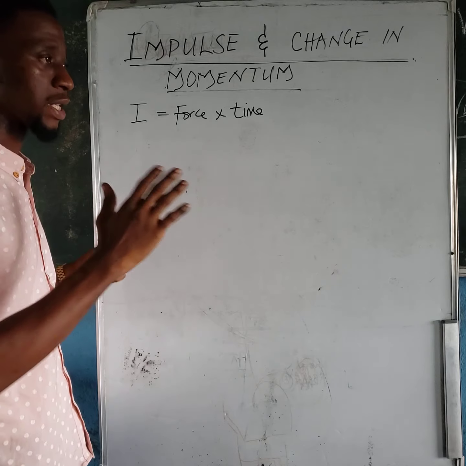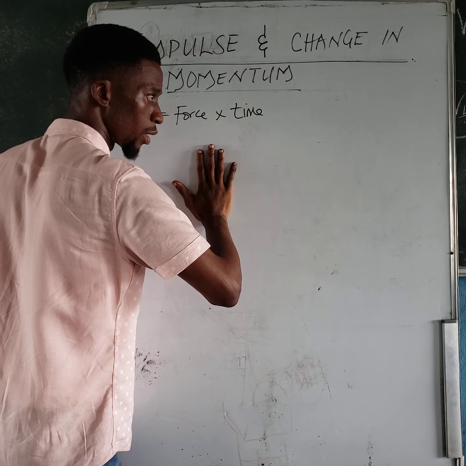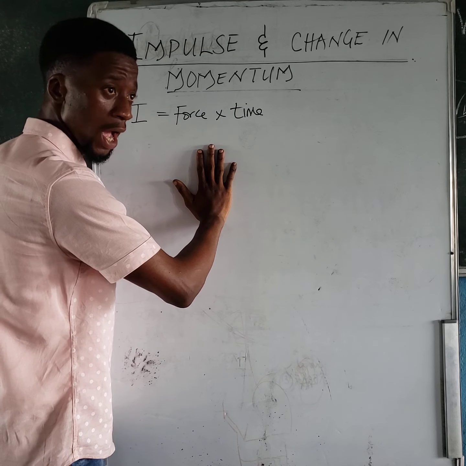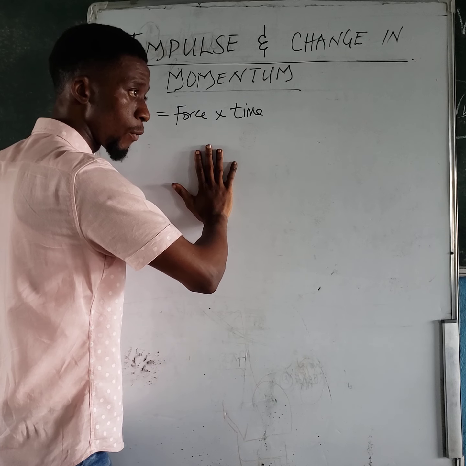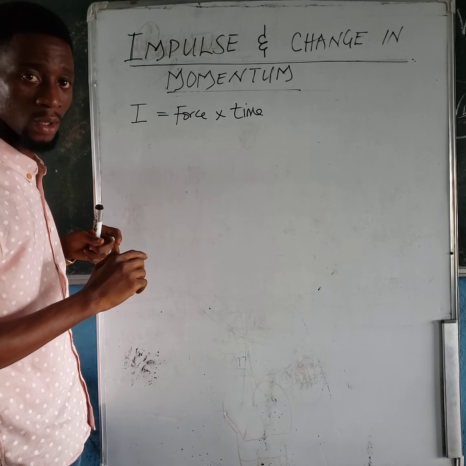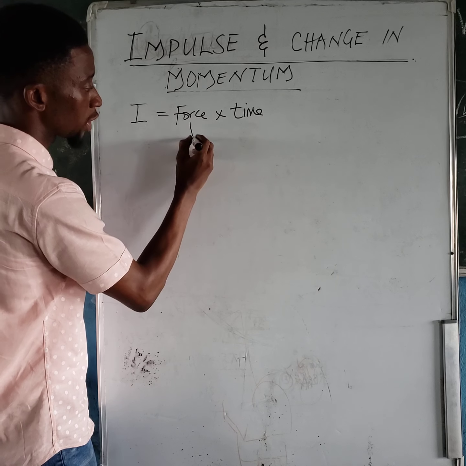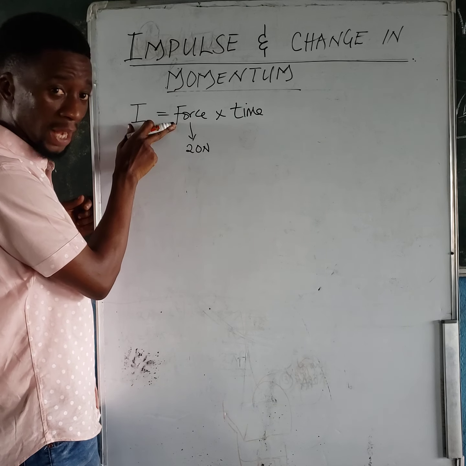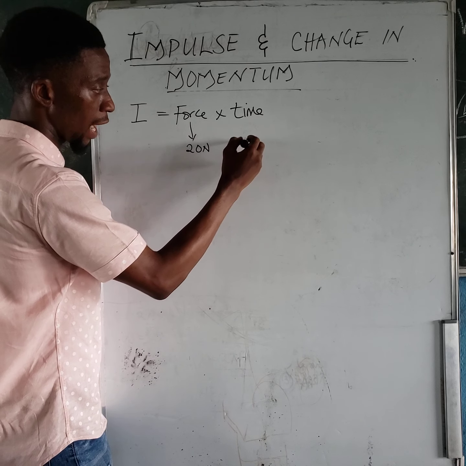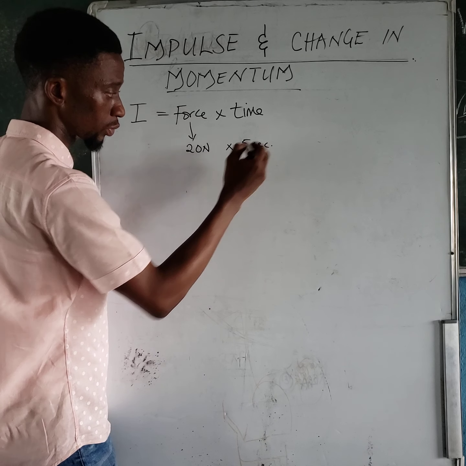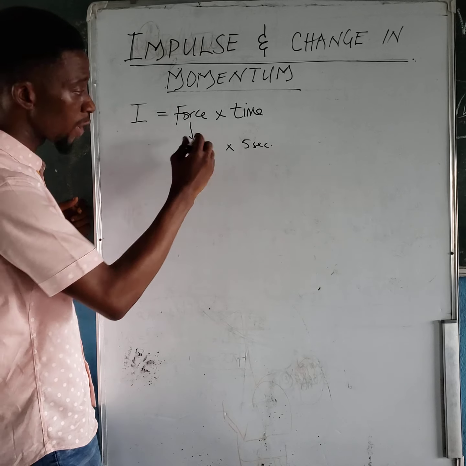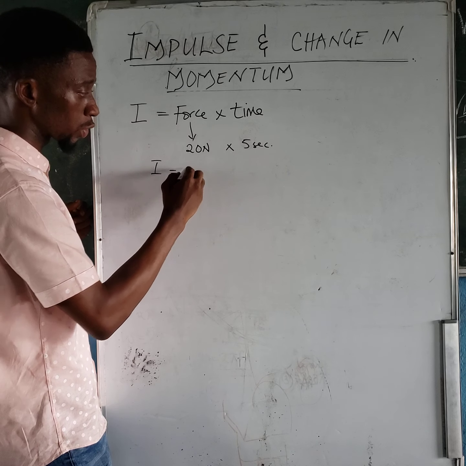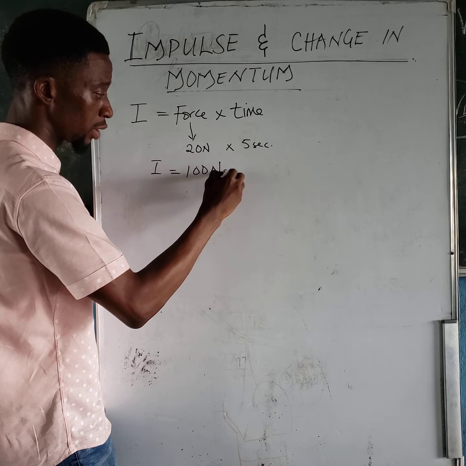If I press my hand on this board for 5 seconds and I apply a force of 20 newtons, the force of 20 newtons represents the force applied. For how long? I said 5 seconds. So if we have this, the impulse for this becomes what? 100 newton second.